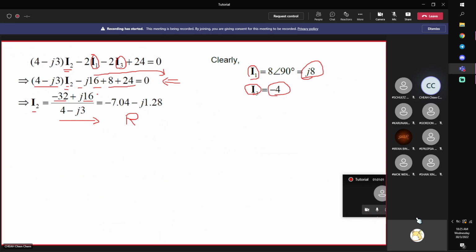So I have this one. I want to convert into rectangular form. Any way you like: you can convert to polar, then polar to rectangular, or you directly perform the multiplication. Also can. For this case, actually you can multiply this by the complex conjugate.